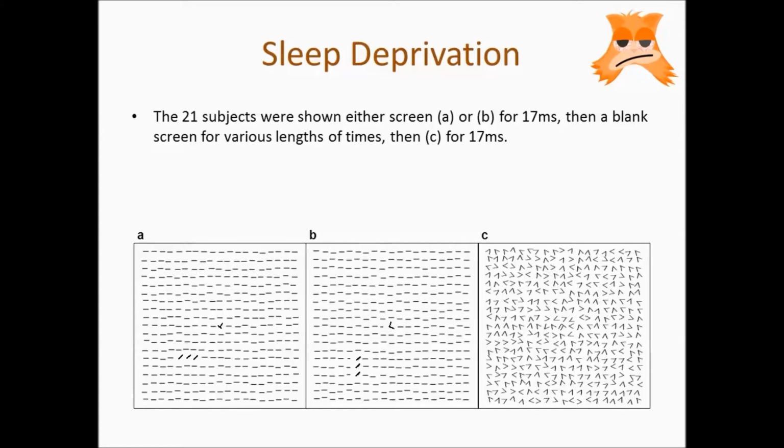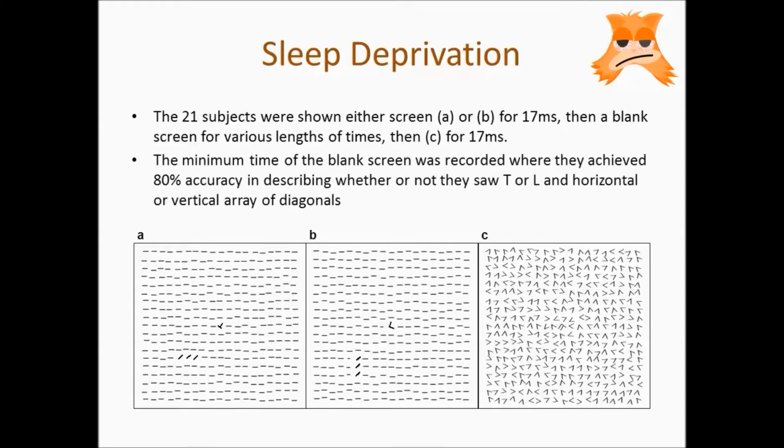They had 21 volunteer subjects, ages 18 to 25, that were shown either screen A or screen B for 17 milliseconds, then a blank screen for various lengths of time, then they were shown screen C for 17 milliseconds. Note the array of diagonals and an upside-down T and an L on a slant in screens A and B.